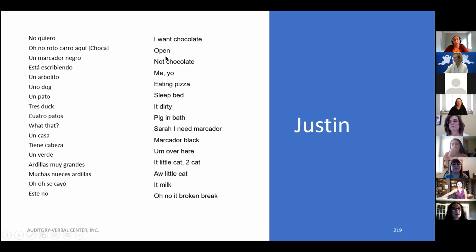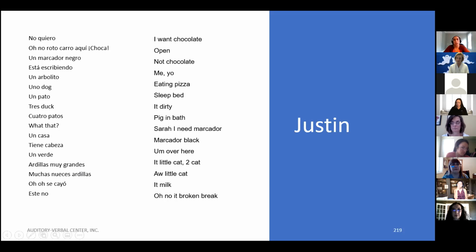And then I switched to speaking English, and he switched to mostly English, but he still said like me, yo, and then Sarah, I need marcador, like I need marker, but marker in Spanish, marcador black. So you can see how the two languages do influence each other. Sometimes his word order was more in Spanish, etc. And this is actually a child who has autism as well. And so you can see his English and his Spanish really are at a pretty similar linguistic level.